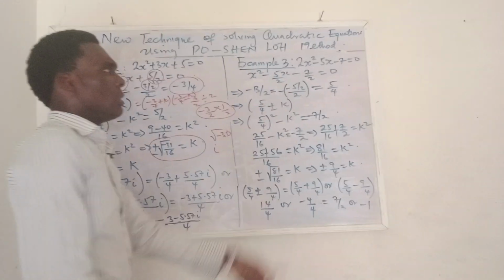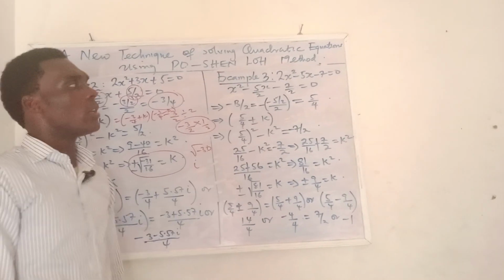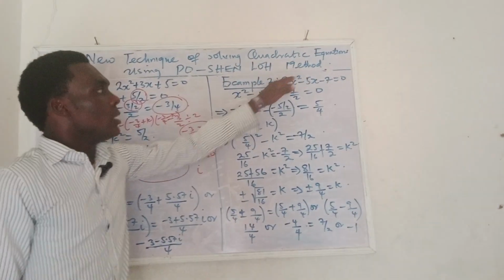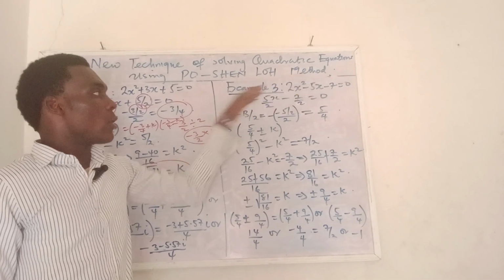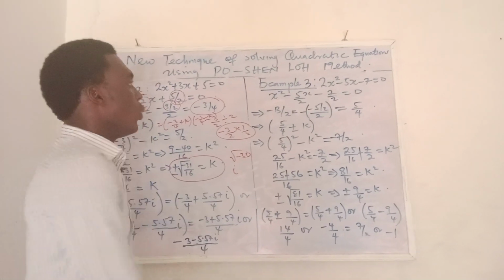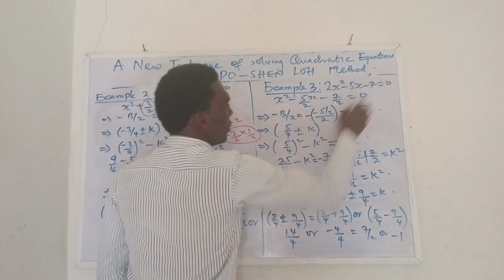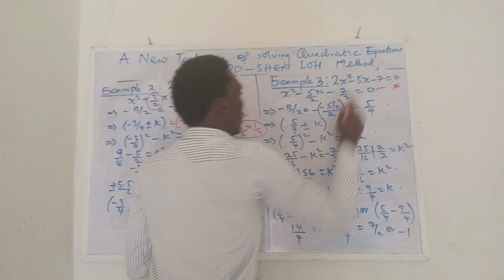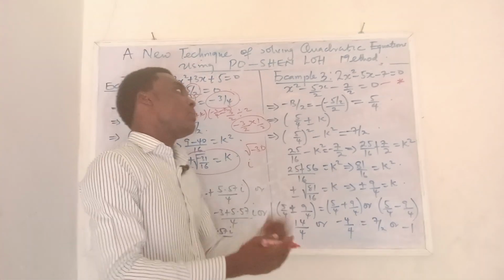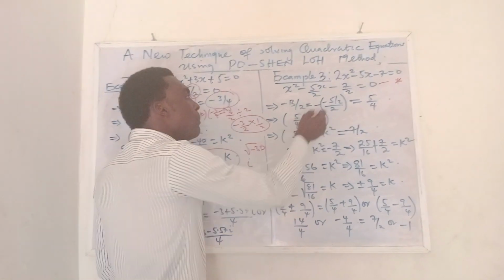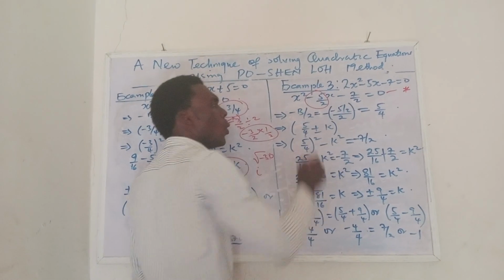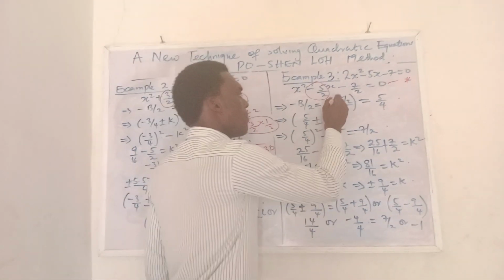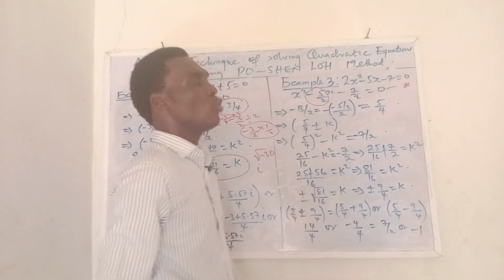Now let's look at the second example, the third example rather. The first thing, the value of a is greater than 1. We have to divide by what? 2, which we did here. And we had this result, which is this place. Then the next thing, the first step, minus b divided by 2. And our b here is minus 5 over 2. That is how we are having minus 5 over 2 divided by 2.